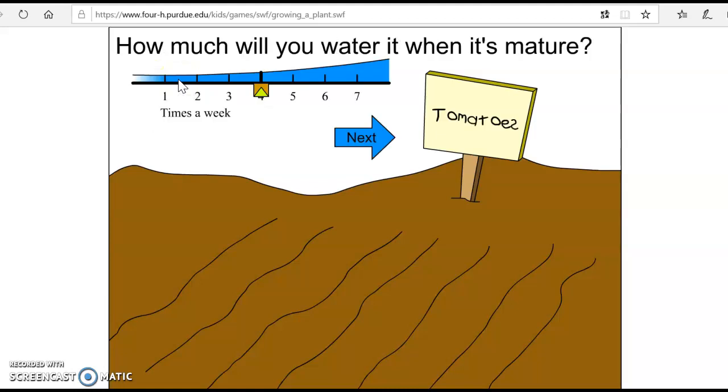And we all know that plants need special things in order for them to grow. They need air, they need water, they need minerals from the soil. Well, in order to grow certain plants, you need to consider different conditions, like how much water you will need to give your plant when it's mature. That means when it's grown. So I think the tomato plant needs a lot of water. So I'm going to move my arrow up here to the 7. And that means that I'm going to need to water my tomatoes 7 days a week.